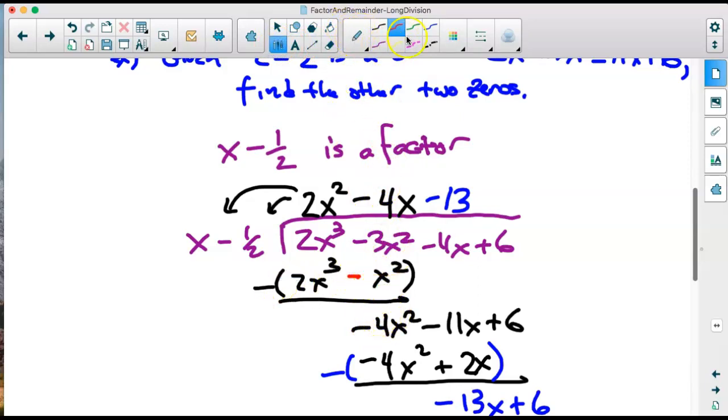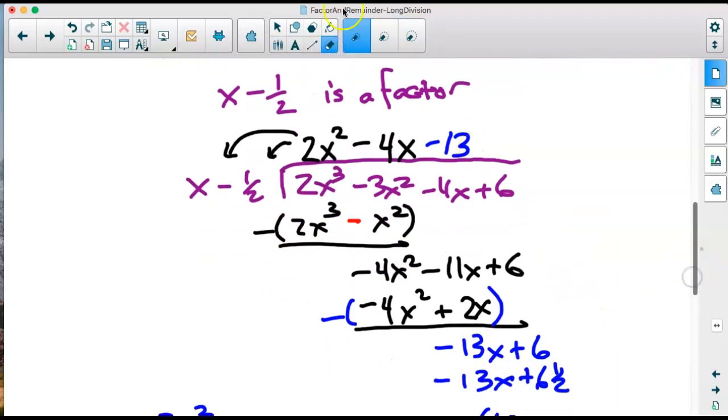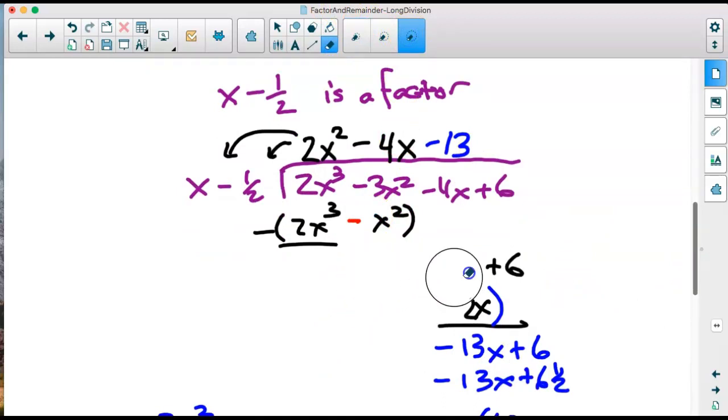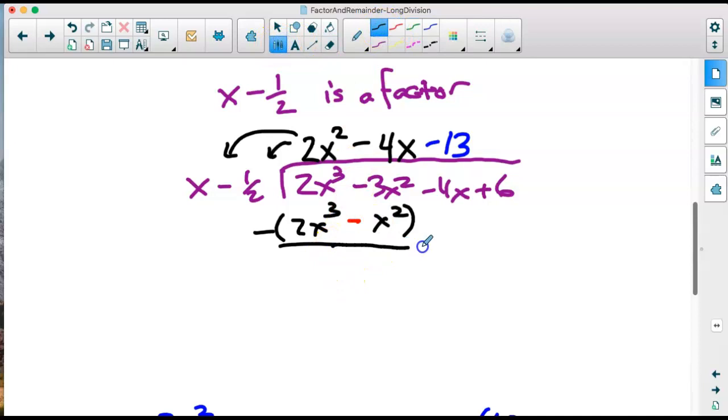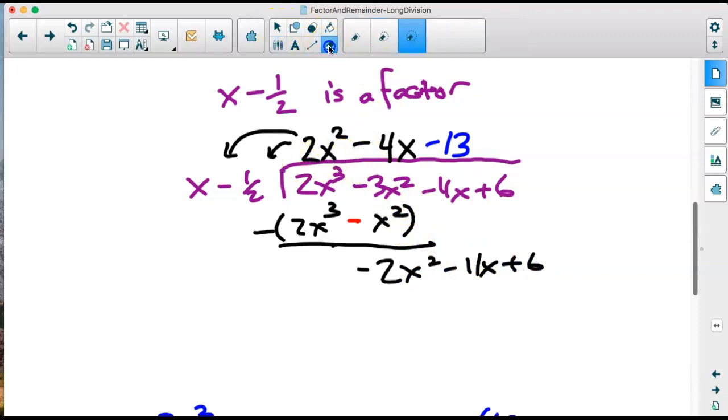Then we're going to have to erase because I made a mistake. So from this point on is a mistake. So let's get this out of the way and start over. Okay, so we have minus there, so I made a mistake on the sign here. So minus, that's positive, so that's negative 2x squared minus 11x plus 6. So hopefully now this is going to be different.